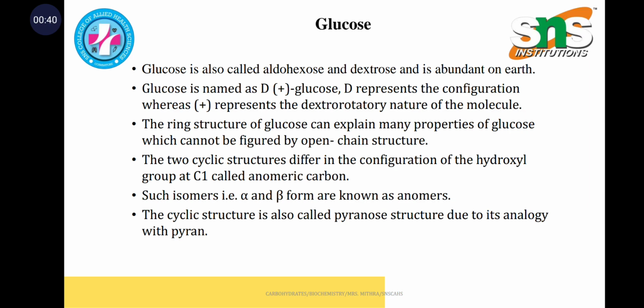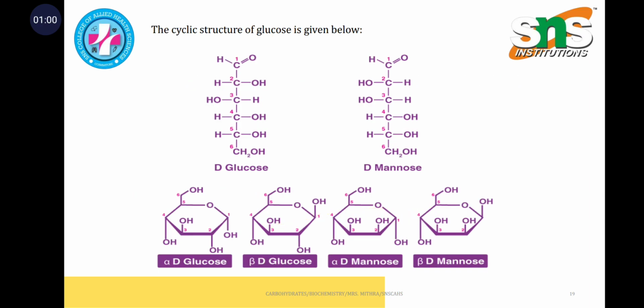The two cyclic structures differ in the configuration of the hydroxyl group at C1, which is termed the anomeric carbon. Such isomers, the alpha and beta forms, are known as anomers, and the cyclic structure is called the pyranose structure due to its analogy. This is the cyclic structure of glucose, where D-glucose and D-mannose are represented in the following figure, with alpha and beta groups also included.